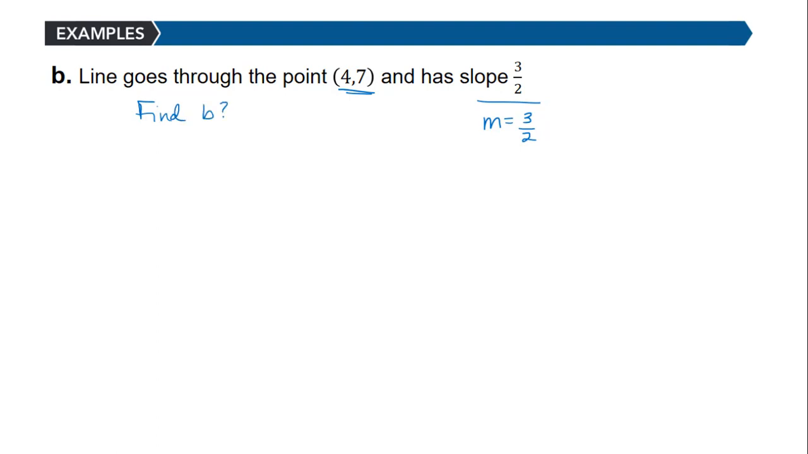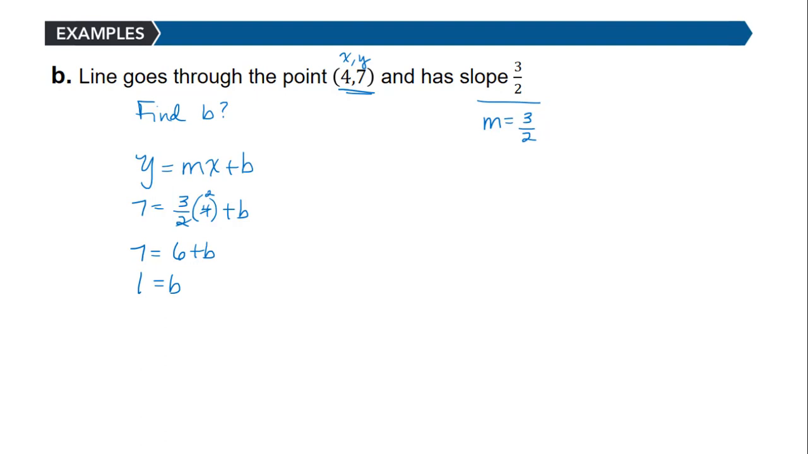I think of the given point as a point (x, y) that satisfies the equation of the line. So I'm going to write y equals mx plus b. I know an x, y, and an m. If I substitute those values into this equation, I can solve for b. y is 7, equal to m is 3/2 times x is 4 plus b. So 7 is equal to, well, 3/2 times 4 is 6, plus b. Subtract 6 from each side, b is equal to 1.